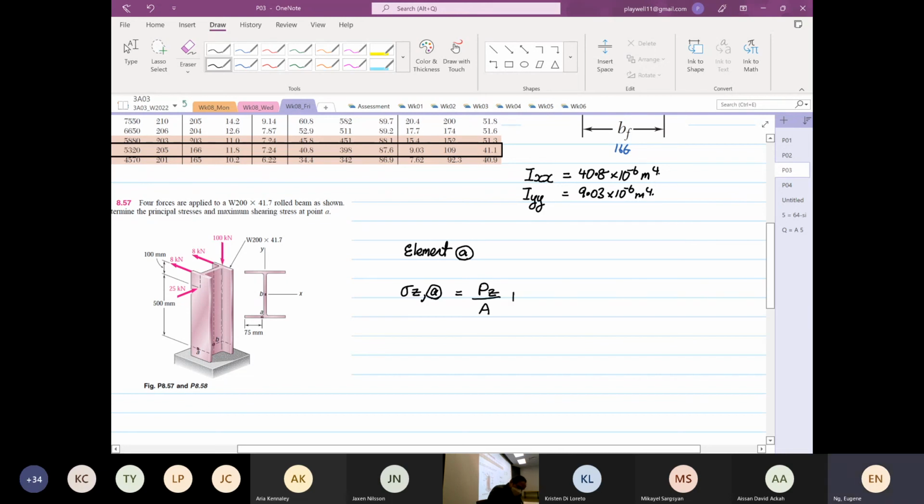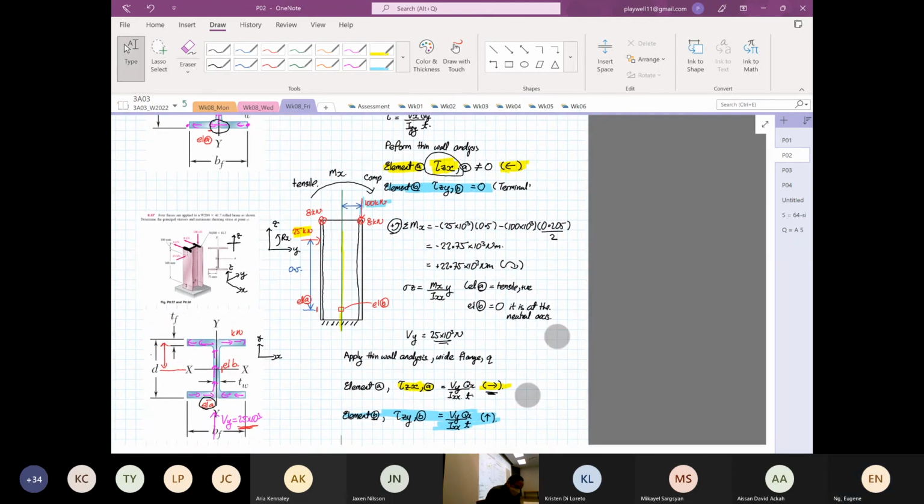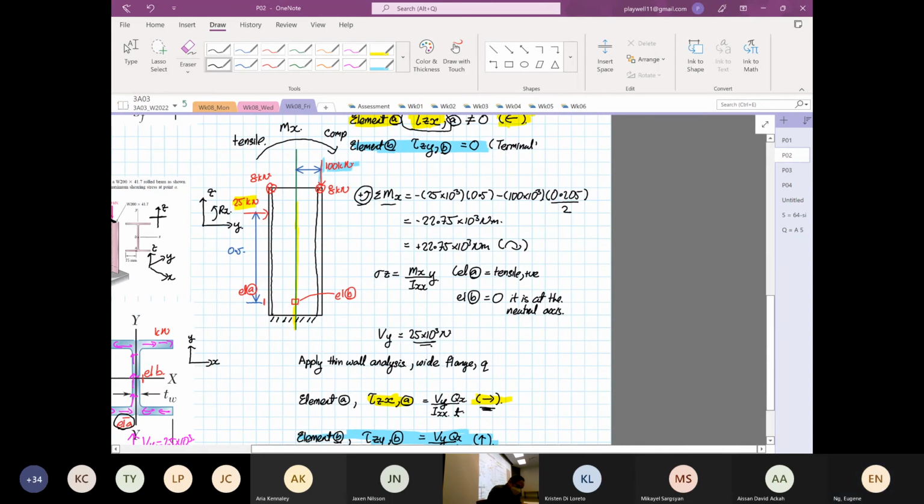Okay. Now I put plus, but let's not put any sign. Then we have to consider our moment in the X direction. Then we have to consider our moment in the Y direction. We are aware that PZ will induce a compression, so it's minus. Now we just need to go back and look for information. So we are going to find out the moment about X, so we refer back to moment about X over here.